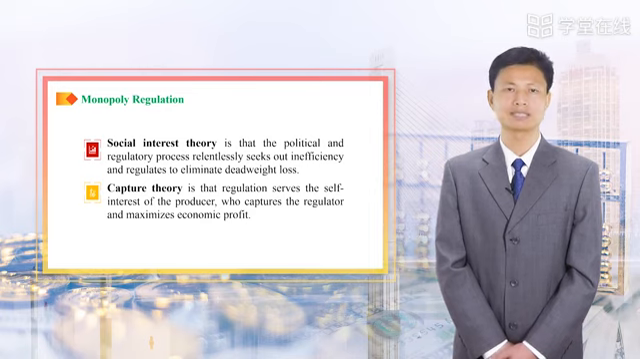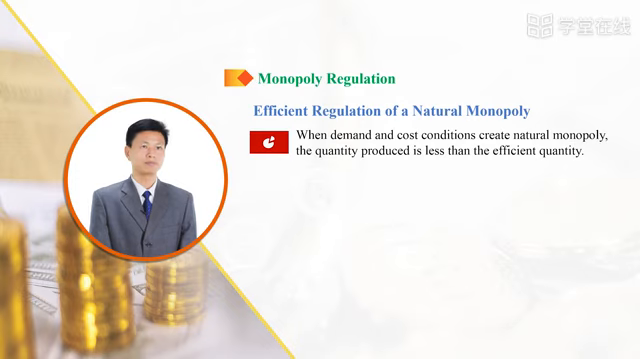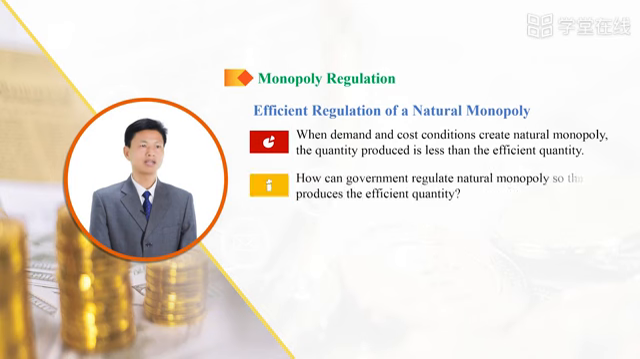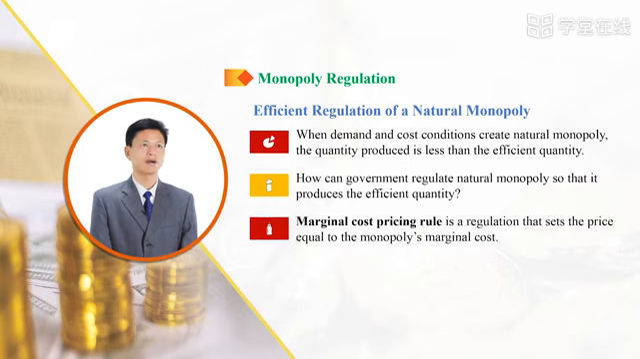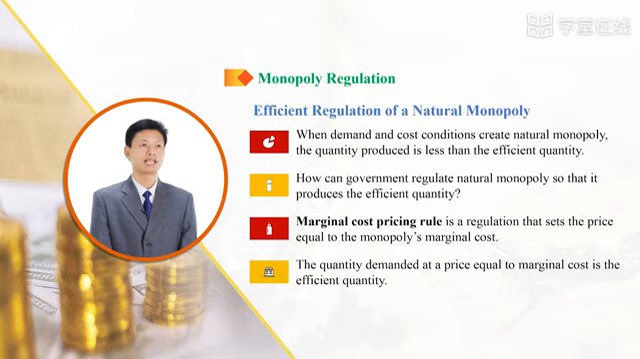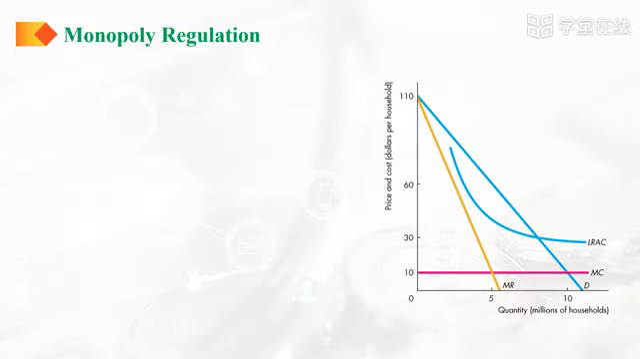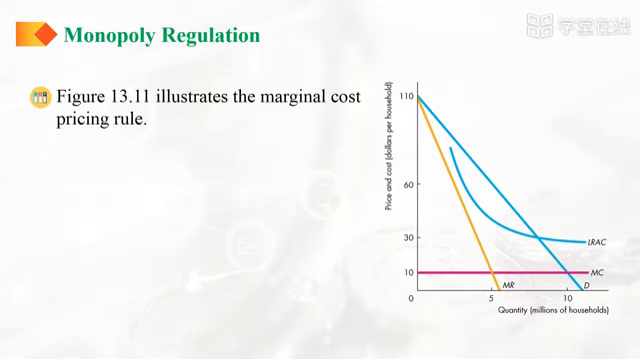When demand and cost conditions create a natural monopoly, the quantity produced is less than the efficient quantity. How can government regulate the natural monopoly so that it produces the efficient quantity? The marginal cost pricing rule is a regulation that sets the price equal to the monopolist's marginal cost. The quantity demanded at a price equal to marginal cost is the efficient quantity. Figure 11.12 illustrates the marginal cost pricing rule.